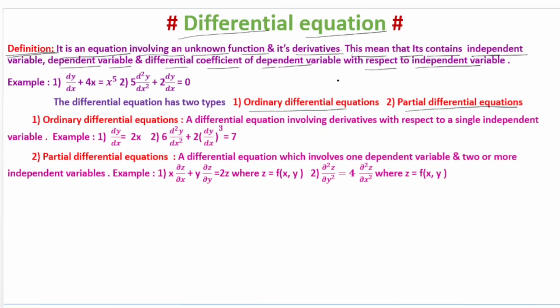Now we may be confused about what independent variables and dependent variables mean. Let us take an example: y is equal to 2x plus 5. In this equation, x is called an independent variable. Why is it independent? Because x does not depend on y. So x is the independent variable, but y is called the dependent variable.